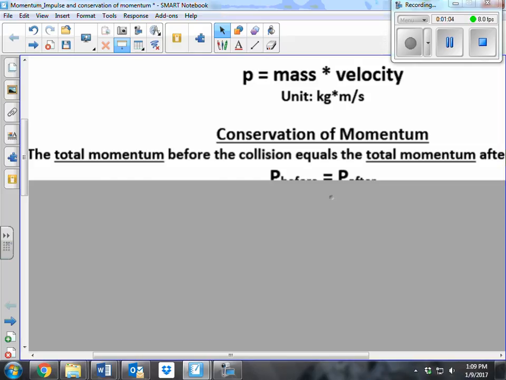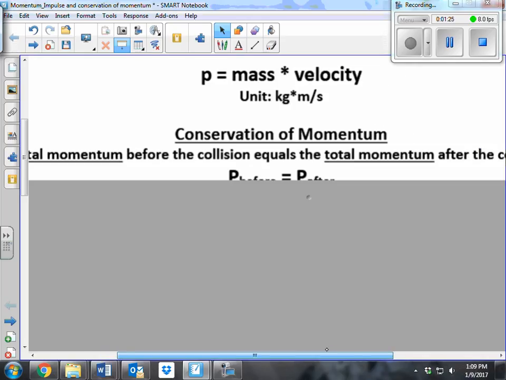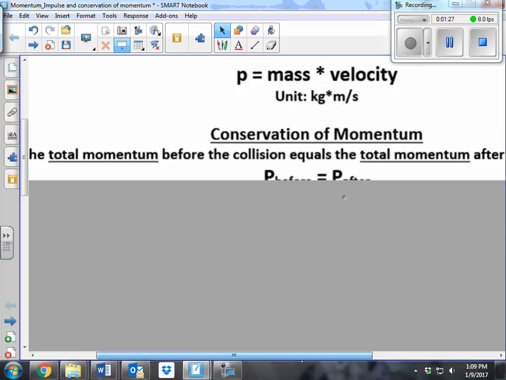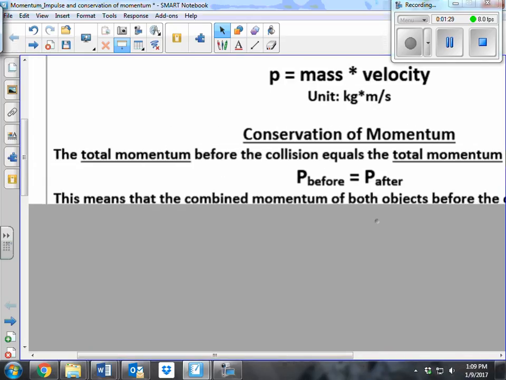So with momentum, we also have the conservation of momentum. And just like conservation of energy, energy can't be created or destroyed, and the energy before equals the energy after, we could say the same thing about total momentum. And that's why I have an underline here. The total momentum before the collision equals the total momentum after the collision. So when two objects are colliding, the momentum is conserved.